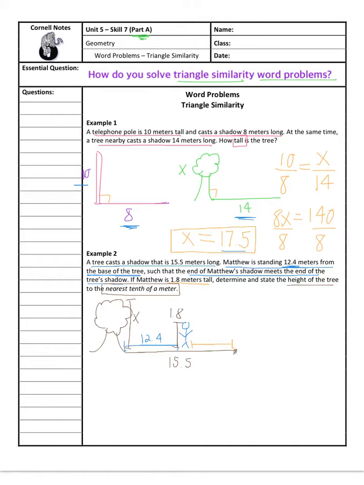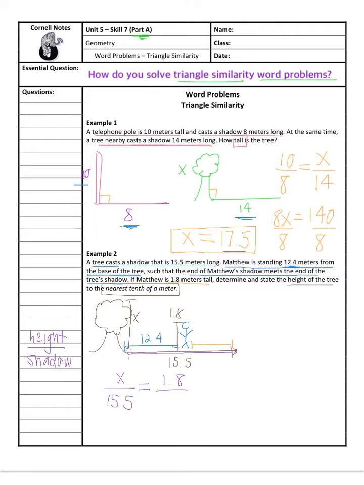actually use. And again, if we go back to that proportion that says we want to do height over shadow, and I'm going to tell you right now, shadows and heights are a really popular topic for the Regents. So if I was to do that, I'm going to set up tree height over shadow, and then Matthew's height over Matthew's shadow. So my tree's height is what we're looking for, so that's going to be X. And I know the tree shadow it gave me was 15.5. So tree's height over tree's shadow. So now I need Matthew's height, and again it told me Matthew's height was 1.8, over Matthew's shadow.